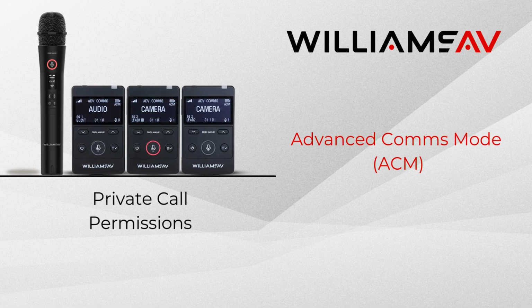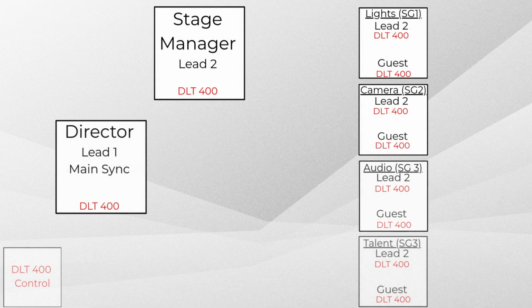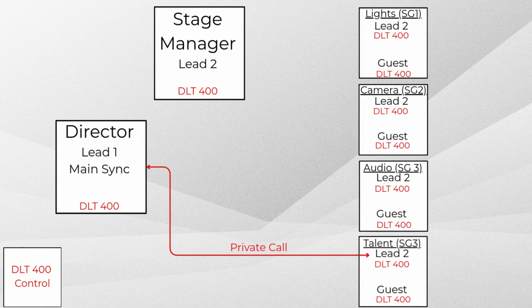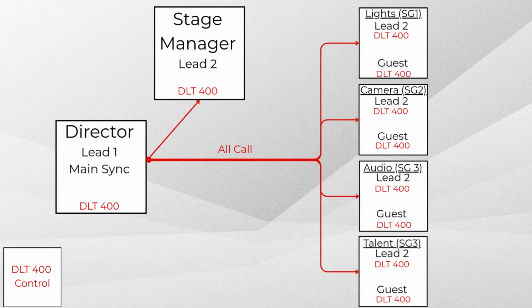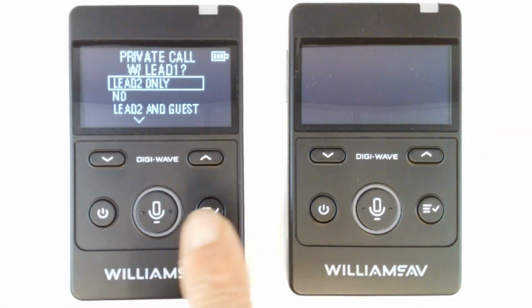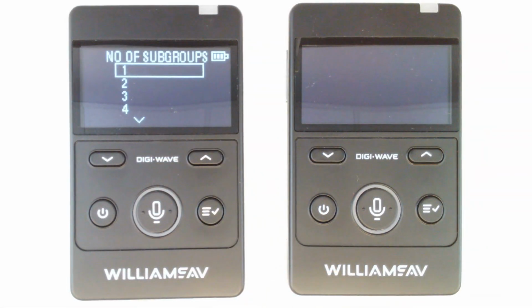Granting private call permissions can be useful when fast or sensitive communication is necessary. For example, let's say the talent team leader needs to alert the director who is using the Lead 1 DLT that a talent team issue will delay production. With private call permissions enabled, the talent lead can quickly inform the director, who can then coordinate with the rest of the crew to adjust the schedule as needed. This setup helps ensure critical information reaches the right person without delay.